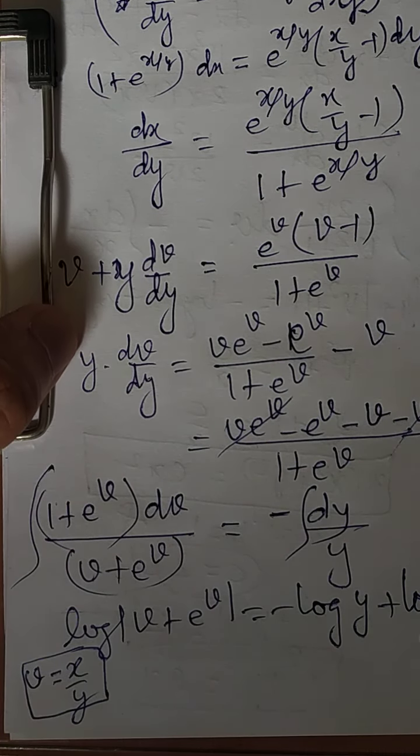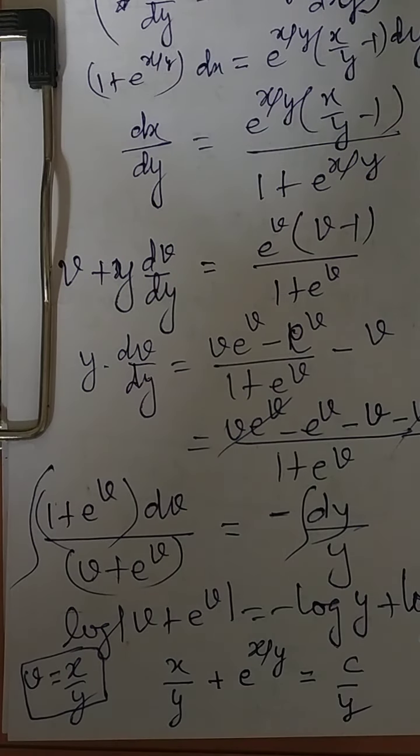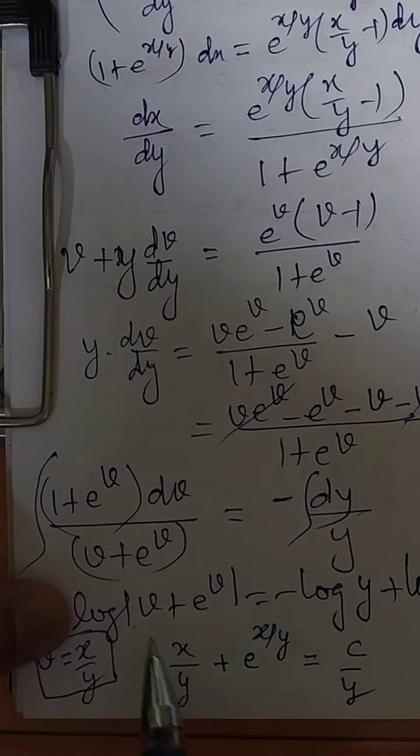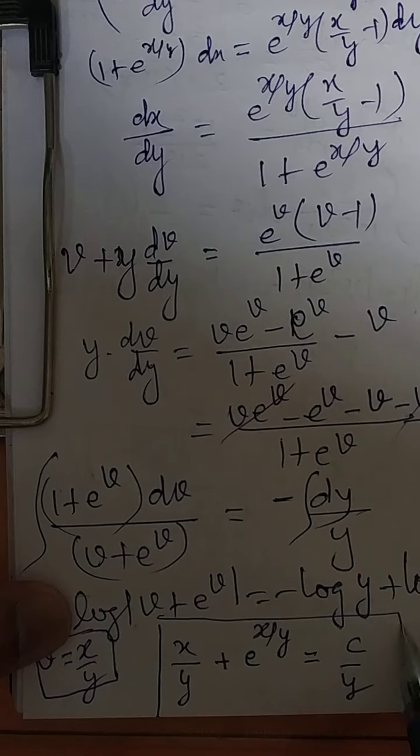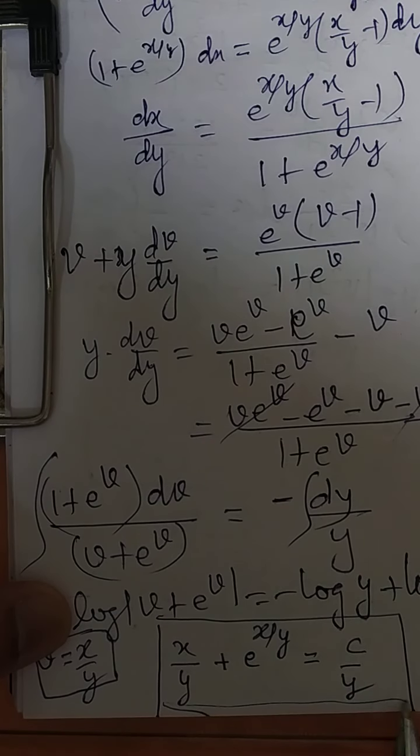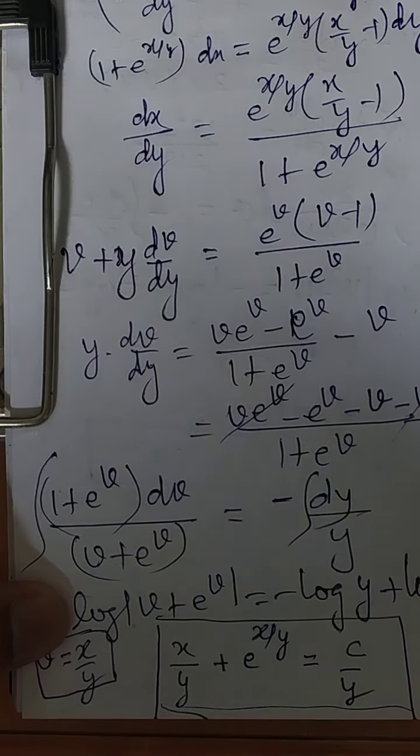I am waiting for your response. Simplify properly. I think over here you are getting x by y plus e raised to power x by y will be equal to c by y. That is nothing but the final solution. Sometimes you may simplify this by multiplying by y and so on. It is okay, so both are correct.